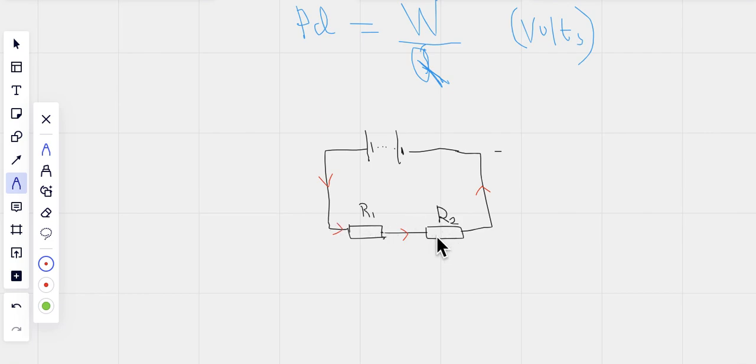So in series, the same current flows in the different components. You have to keep this in mind. In series, the same current flows in the components. However, the voltage is different in different components. The voltage here is different from the voltage here.